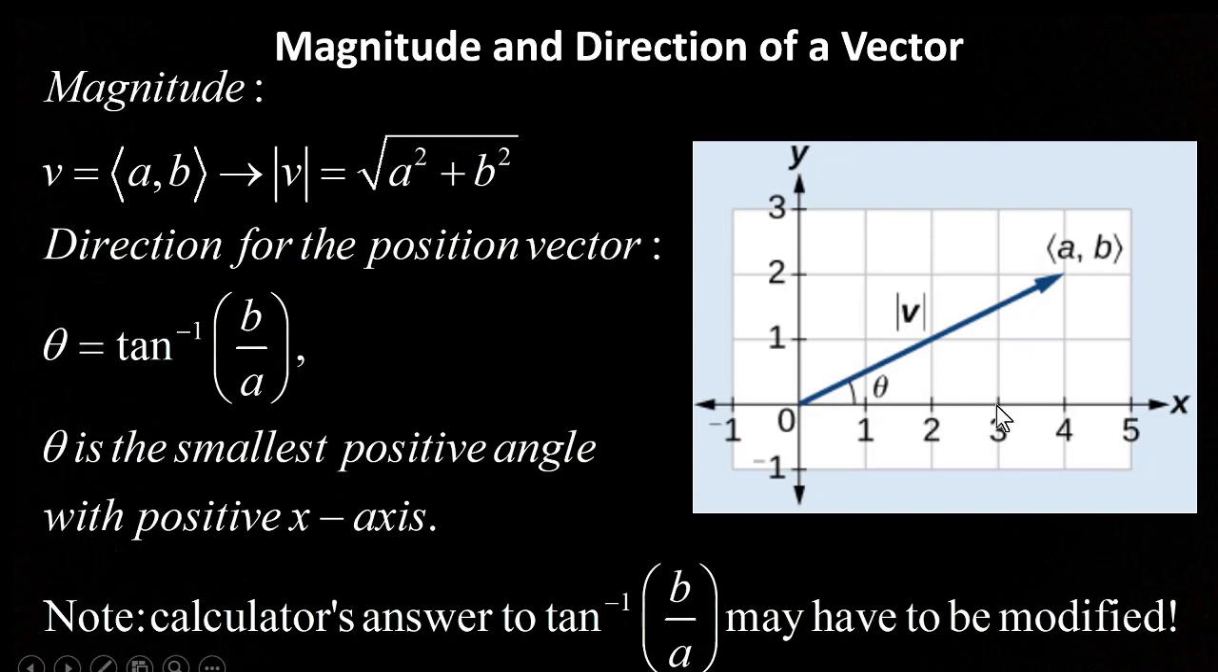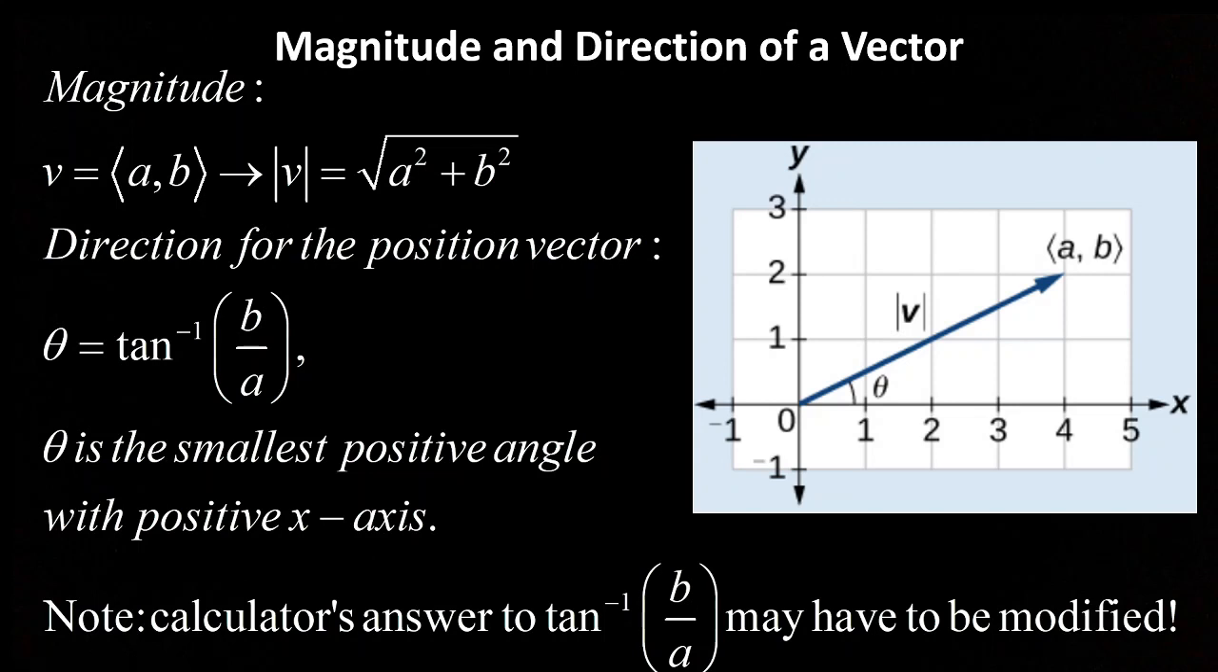Now, what is the magnitude of a vector? The magnitude of a vector is represented by the absolute value of it, and that is just the square root of a squared plus b squared, if a and b are the components of the vector. The direction of the vector is basically the tangent inverse of b over a.